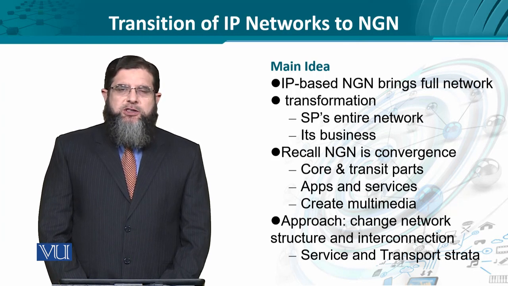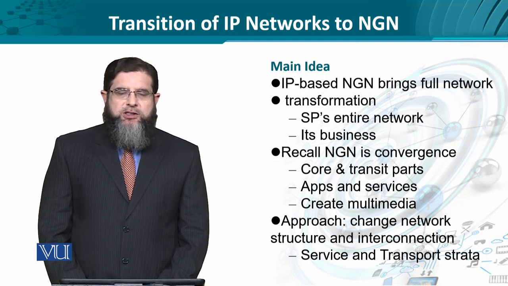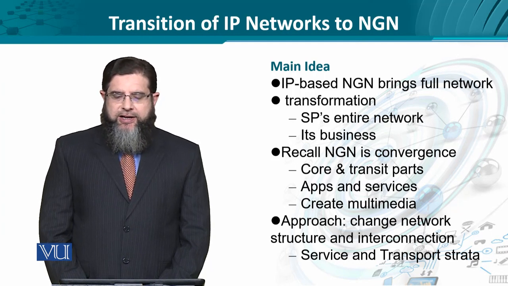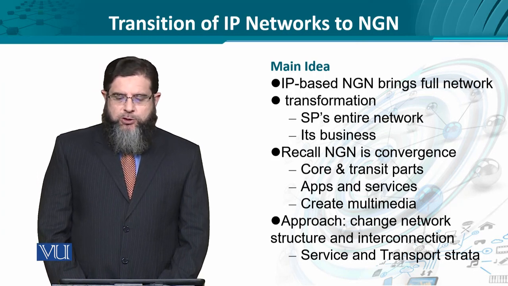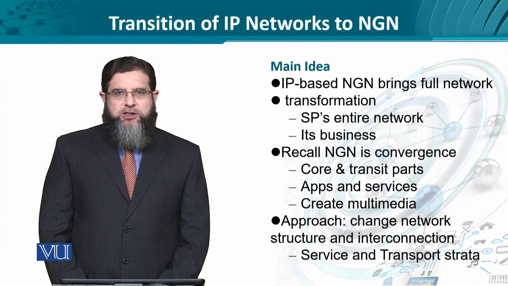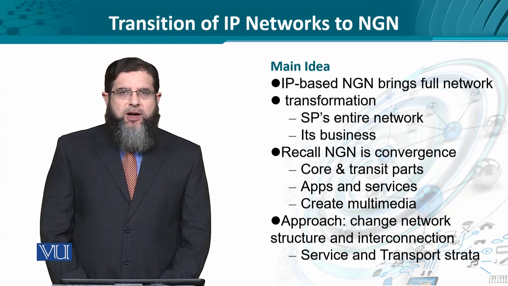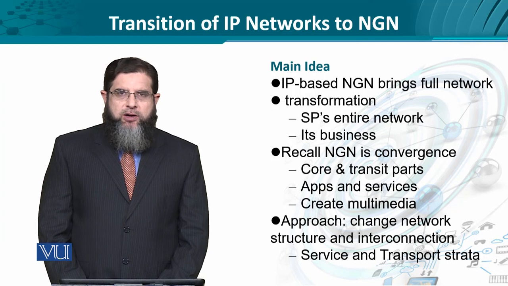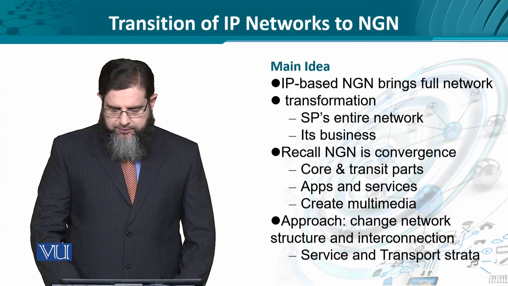We know that next generation networks is essentially a converged network, whether it is the convergence of the core and transit parts, whether it is the applications or services, or it is the integration of voice, video, and data. So in order to transition, the principle is going to be change the network structure and their interconnections. From the NGN reference architecture, we know we had the service stratum and the transport stratum. So we'd like to align the IP networks with essentially these two strata.